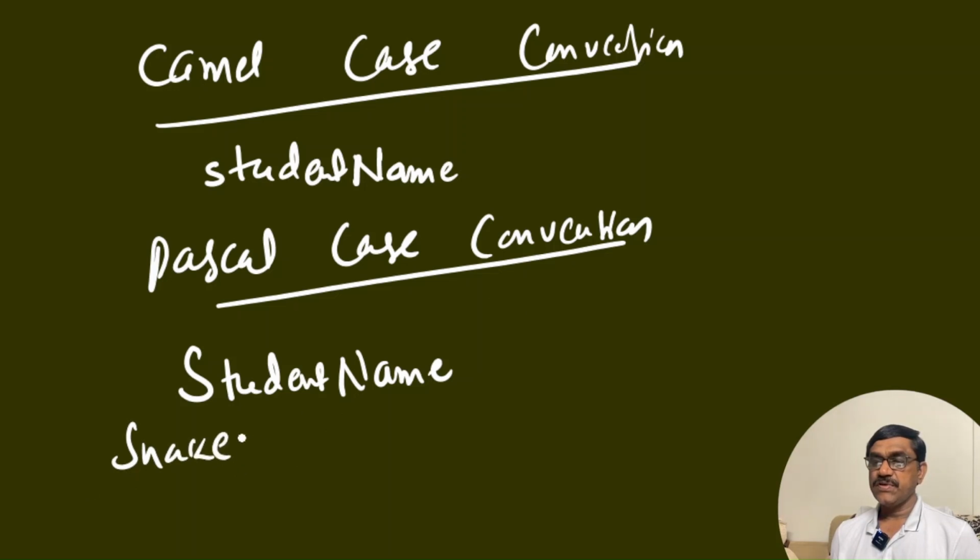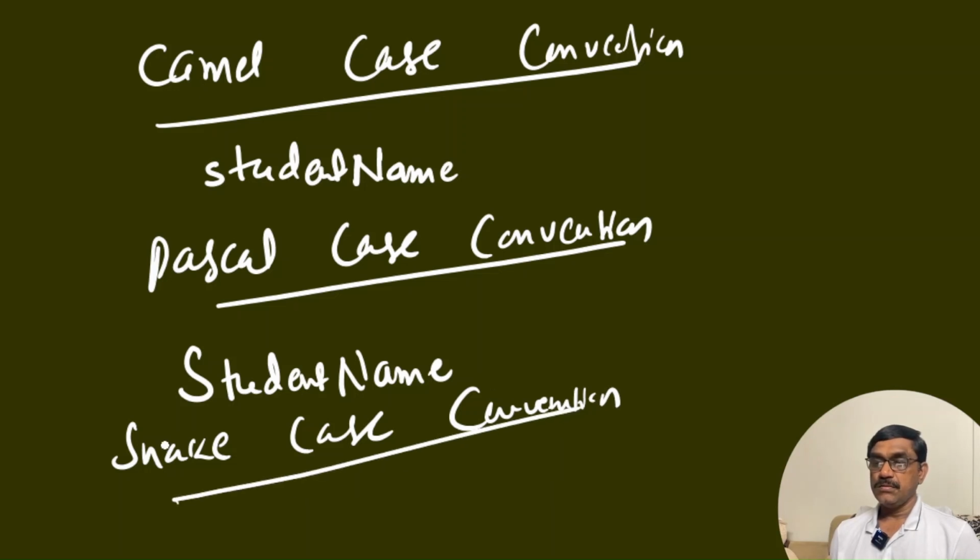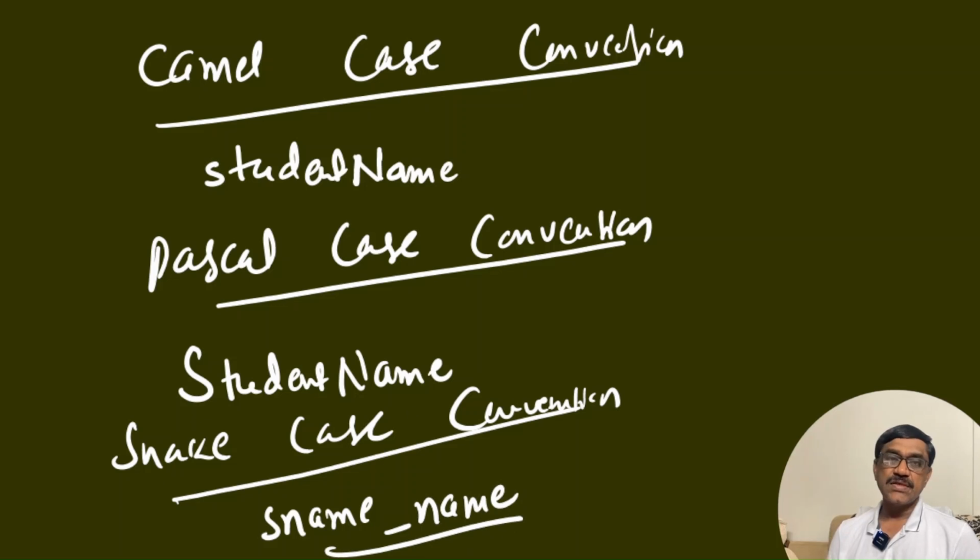Whereas in the snake case convention, multiple words are separated with underscore. That is very important. We are not going to use a capital first letter, nor capitalize the first character of the second word. All the words are written in lowercase, but the words are separated with underscore. That means student name is written as student underscore name. So this is a representation known as snake case convention.